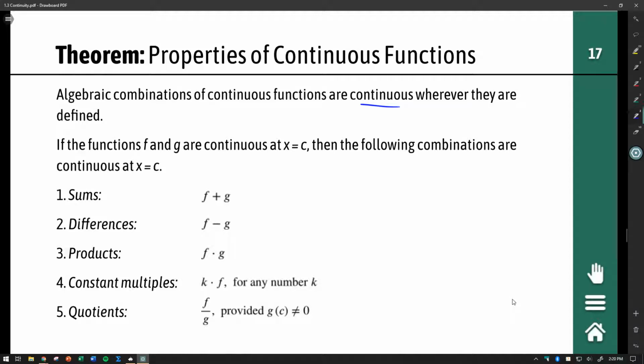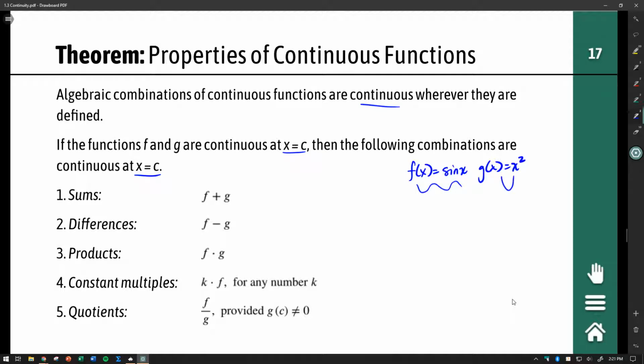If we have continuous functions f and g, and they're both continuous at some particular constant c, then all the following combinations are also continuous at x equals c. And in order to make this a little more concrete, let's consider f of x to be the function sine of x, and let g of x be x squared. We know sine x is a continuous function because it's the sinusoidal wave. We know x squared is continuous because it's a parabola.